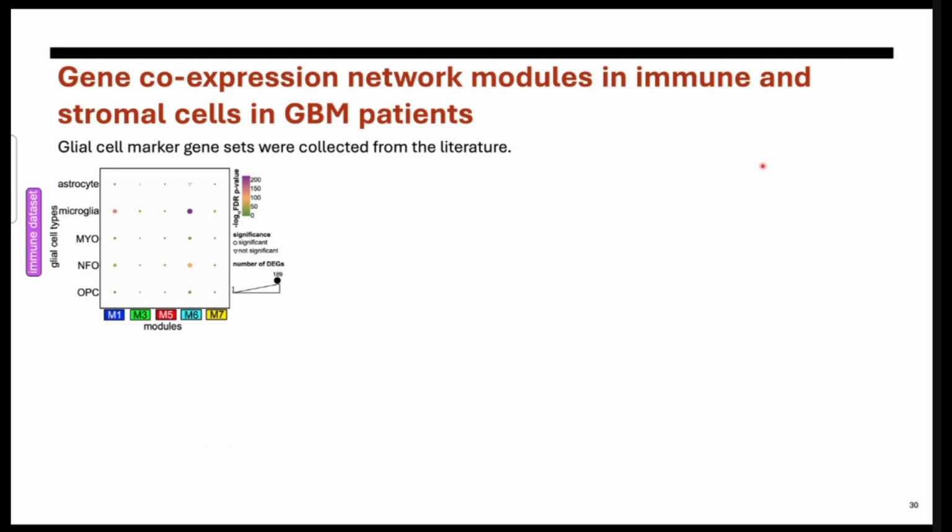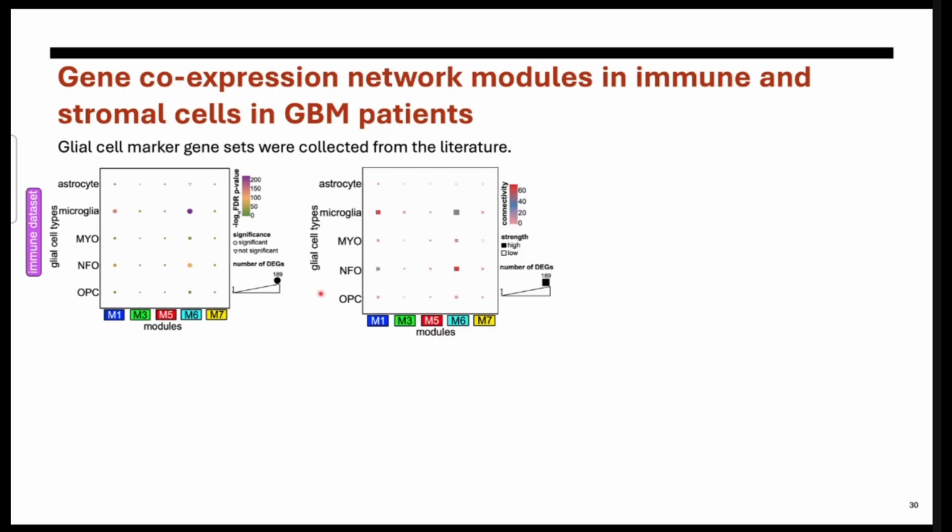As you see in this dot plot here, we downloaded the marker gene sets of glial cells, meaning marker genes for astrocytes, for microglia, and also for the oligodendrocytes. We overlapped those genes from the literature onto these module genes and then computed the enrichment. And if you look closely, microglia is significantly enriched in module number 6, and NFO is significantly enriched in module number 6 also. And then we also looked into the highly connected modules.